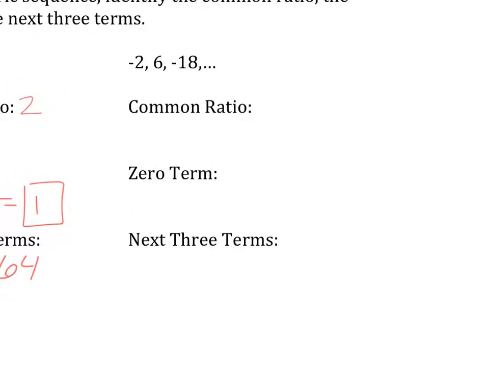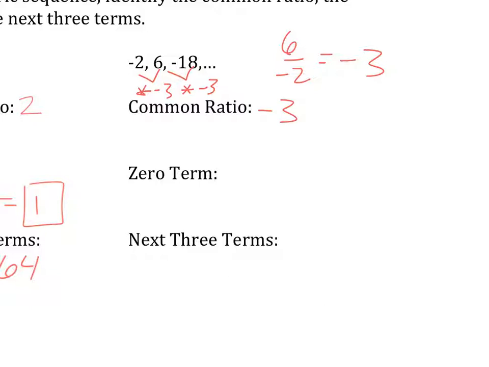Now this one, negative 2 to 6. Let's see what my common ratio is there. Let's do 6 divided by negative 2. That gives me negative 3. So we're multiplying by negative 3. Are we doing the same thing there? 6 times negative 3, yep, that gives me negative 18. So there we go. Our common ratio is going to be negative 3.